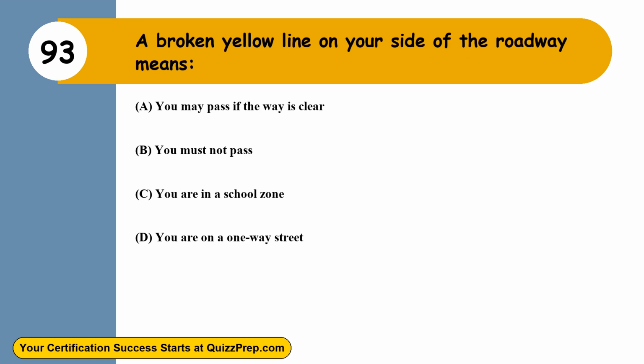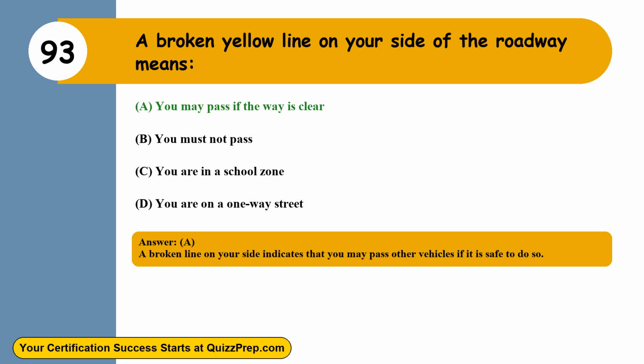Question 93. A broken yellow line on your side of the roadway means: Option A, you may pass if the way is clear. Option B, you must not pass. Option C, you are in a school zone. Option D, you are on a 1-way street. The correct answer is option A, you may pass if the way is clear. A broken line on your side indicates that you may pass other vehicles if it is safe to do so.